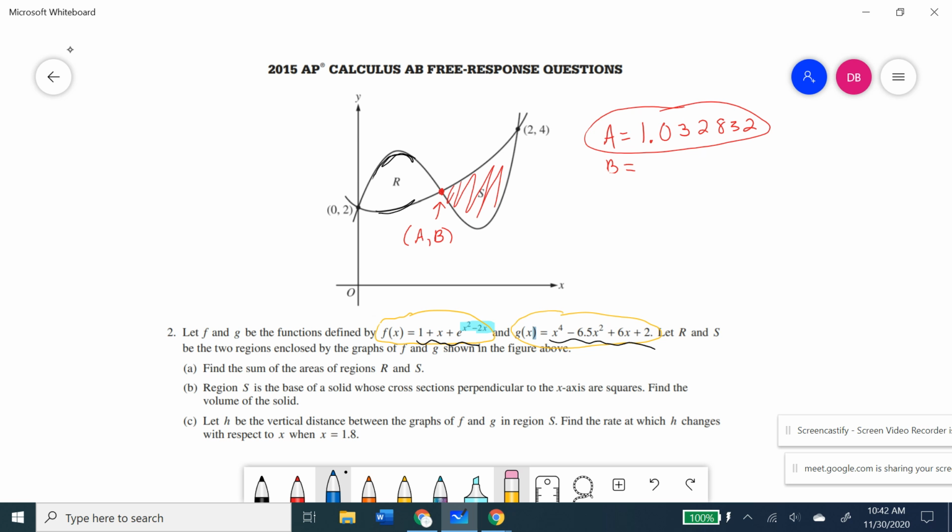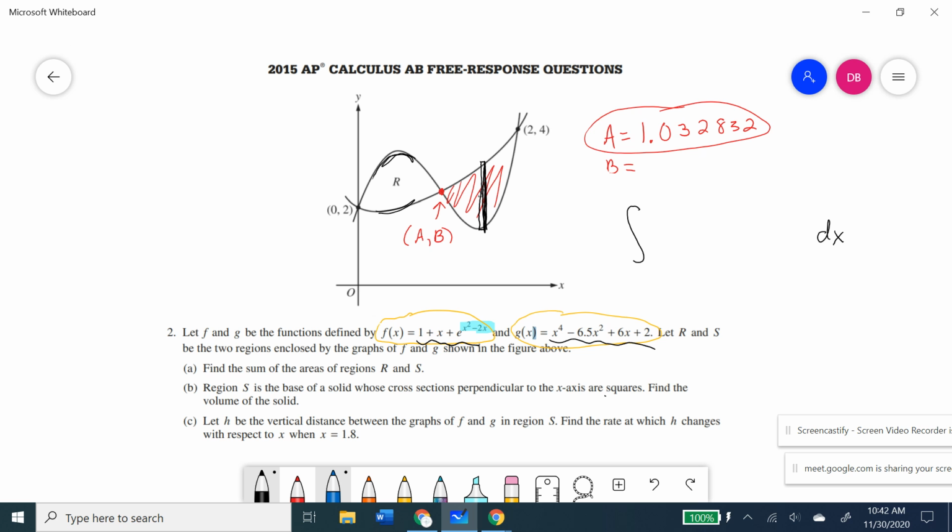Cross sections are perpendicular to the x-axis. So this would be the direction of perpendicular to the x-axis. That means that the dimension that we don't see, this is a vertical dimension. The horizontal dimension is the teensy tiny little cut that takes it into volume. So it's a dx integral. And you always need an area formula times dx to create your volume.